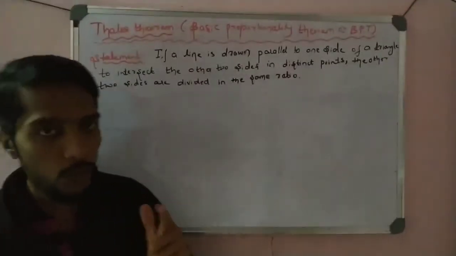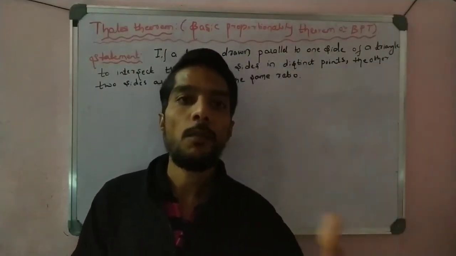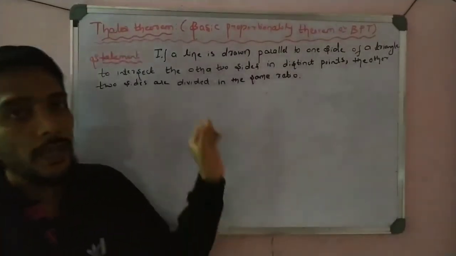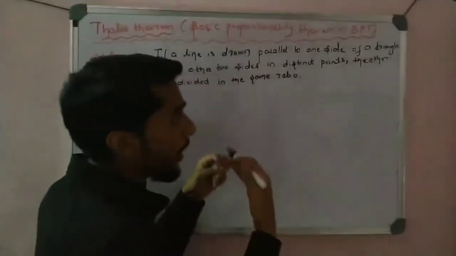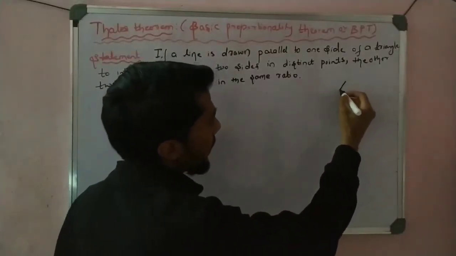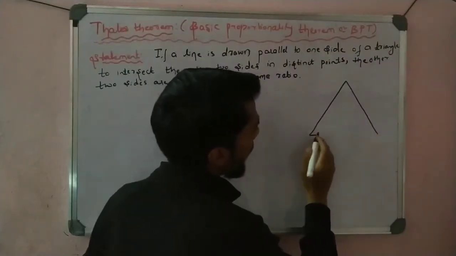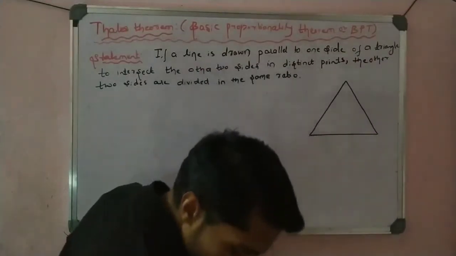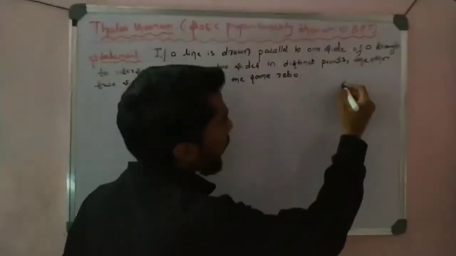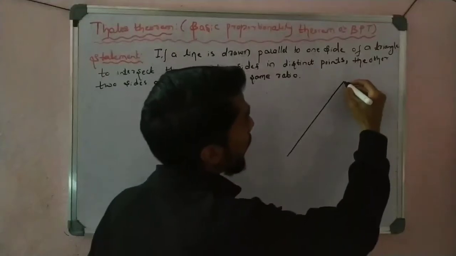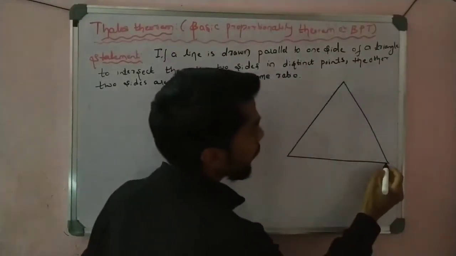In examination, a 1 mark or 2 marks question: state Thales theorem, or state basic proportionality theorem, or state BPT theorem. So simply, if a line is drawn parallel to one side of a triangle, see here, draw a diagram and visualize it. That is easy to understand. Do not learn this statement by heart; observe the diagram. I can draw a triangle, I think it is small, so I can make it somewhat bigger, because this diagram is also used for the proof of the theorem. Without a diagram it is not possible to prove the theorem.